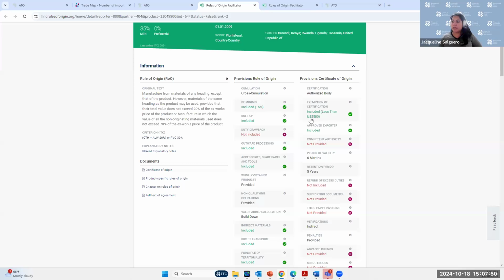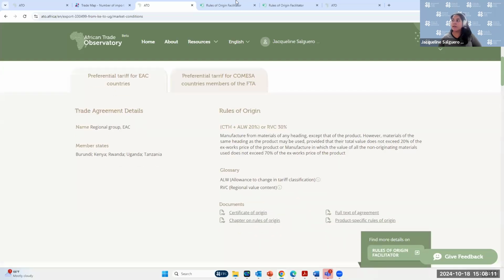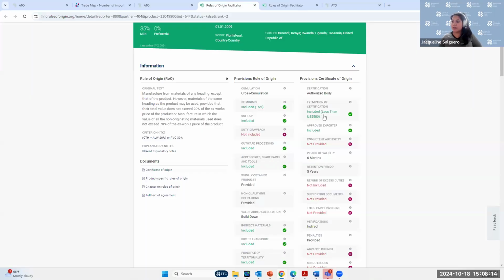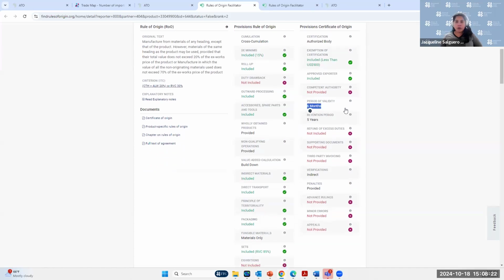For example, if you need a certificate of origin, there is a threshold. In this case, it says that if the volume or the value is less than $500, then you don't need a certificate of origin, right? Because it's not written here. Here it doesn't tell me whether I need a certificate of origin, so I should assume that I need it. But if you go here for more details, it will tell us that actually you don't need it if it's less than $500. Then it will tell you that once you issue a certificate of origin, the validity of this certificate of origin is 6 months.